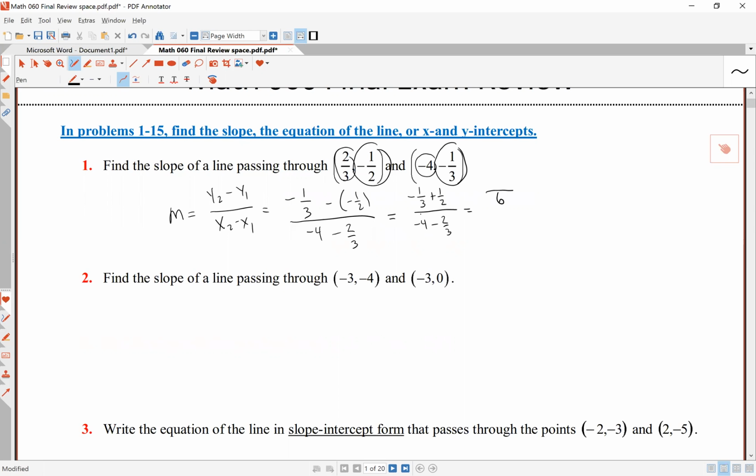Negative 1/3 plus 1/2. Common denominator of 6. 3 goes into 6 2 times. It's negative 2. 1/2 is 3/6. So our numerator is 1/6. Denominator, common denominator of 3. This will be negative 12 minus 2, which is negative 14/3. Multiply by the reciprocal of the denominator. 3 goes into 6 2 times. We get a slope of negative 1/28.